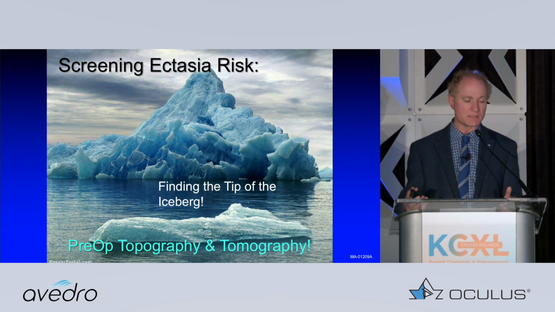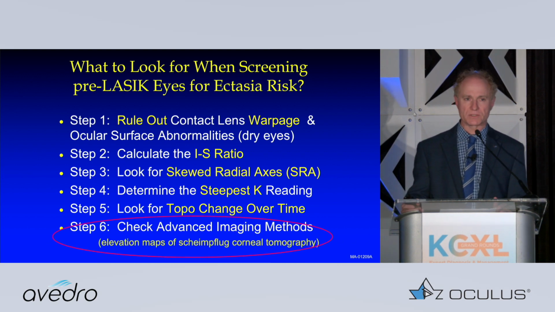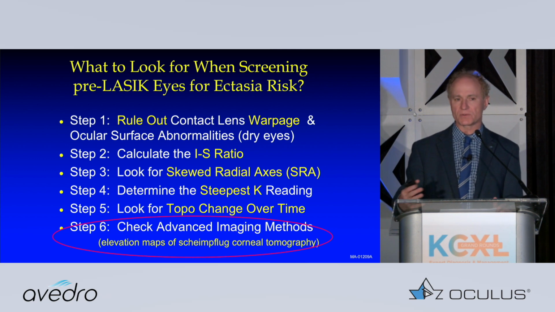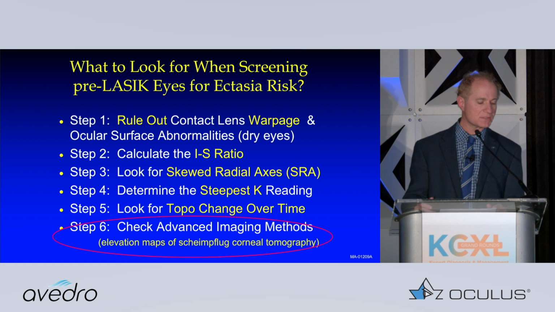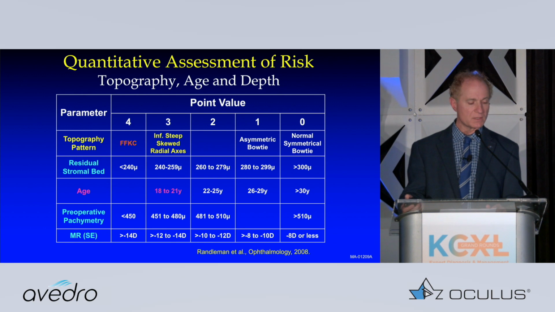And for the screening aspect, it's really finding the tip of the iceberg, finding something that's before it really manifests itself so that you can safely perform surgery. Some of the things that I've looked at over the years, looking topographically, is just making sure there's no warpage or ocular surface disease, looking at the inferior-superior ratio, skewed radial axis, steepest K readings, all the things that you might normally look at topographically or change over time. And then I go on to the tomographic qualifications or indices, which are a little more advanced. Those are the Scheimpflug things that we'll talk about a little bit more as we go along.